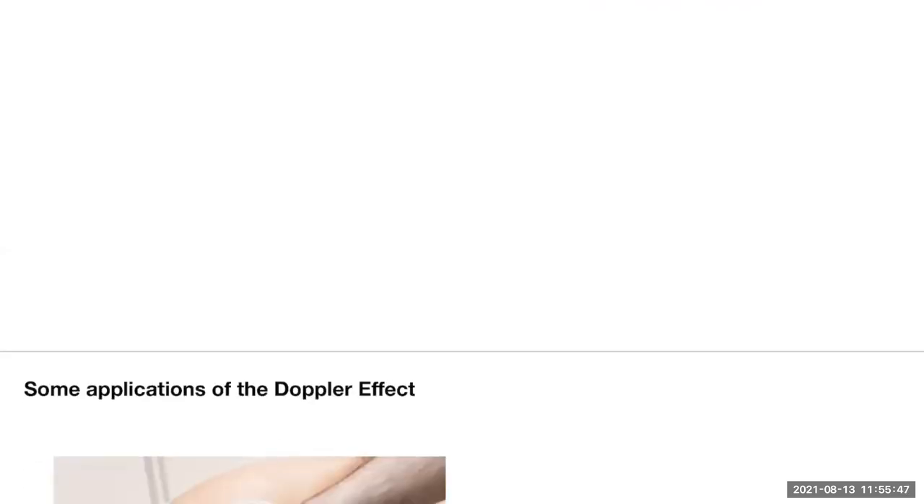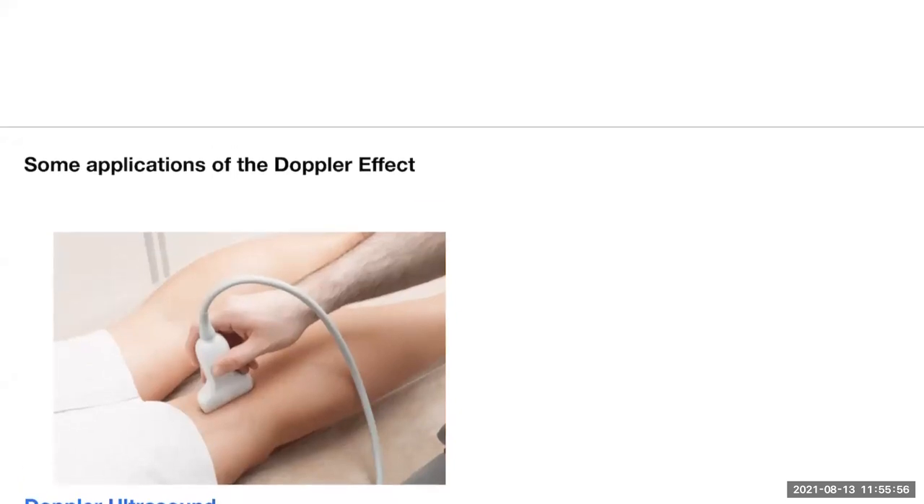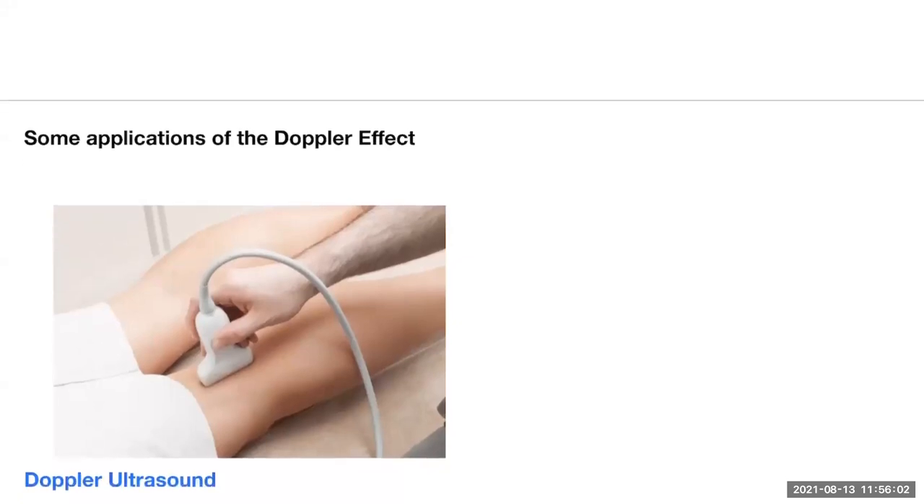All right, we're going to look at some more numerical examples on how Doppler effect works. But before that, we can look at some qualitative applications, some examples of qualitative application of Doppler effect. This is an illustration of the so-called Doppler ultrasound.